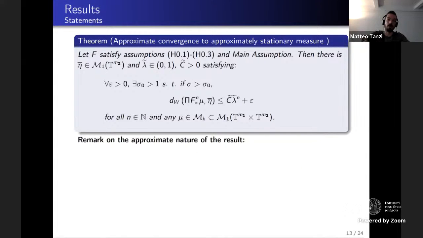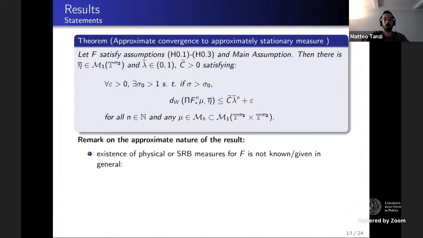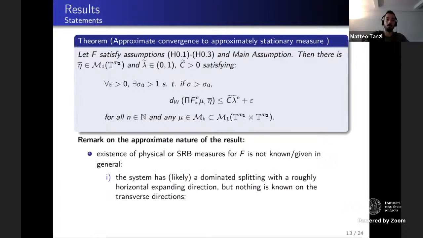The next thing I want to remark on is of course the elephant in the room, which is the approximate nature of the result. This is not what we're usually used to, and maybe it's not what we like, but that's what we get in this case, I think. I don't think we can do better than this, just because even the existence of a physical measure or an SRB measure for F is not known or given. There is a dominated splitting in the system, because in order to make this result meaningful, we need to have a large expansion in the base.